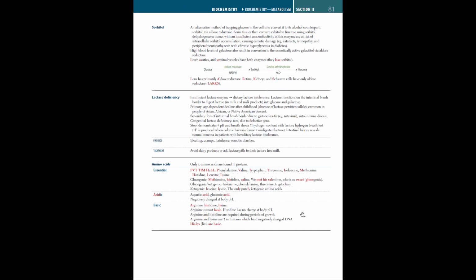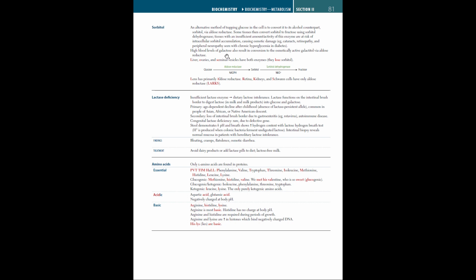All right. Now, next we have sorbitol. And this is an alternative method of trapping glucose in the cell, as glucose can be converted to its alcohol counterpart, which is sorbitol, via aldose reductase. Now, some tissues then convert sorbitol to fructose using sorbitol dehydrogenase. Tissues with an insufficient amount or activity of this enzyme are at risk of intracellular sorbitol accumulation, causing osmotic damage, with cataracts, retinopathy, and peripheral neuropathy, seen with chronic hyperglycemia and diabetes.